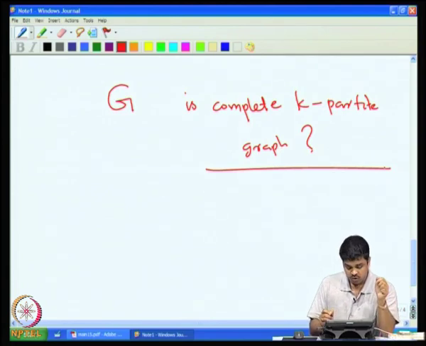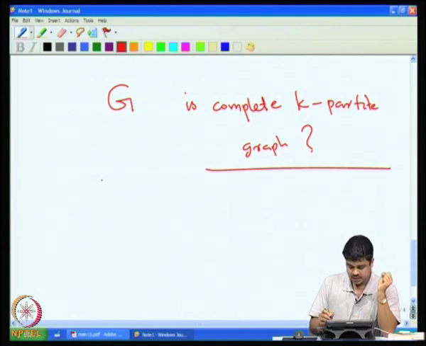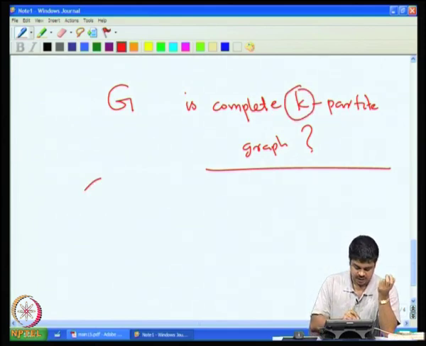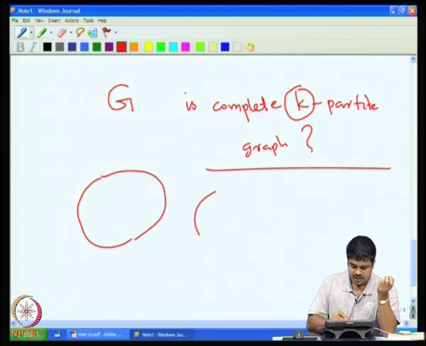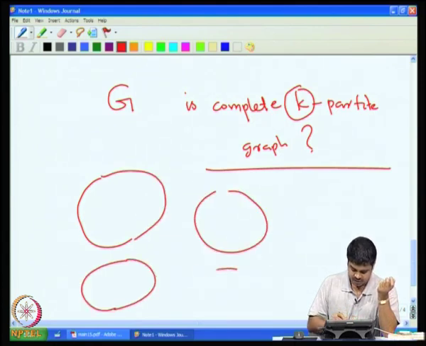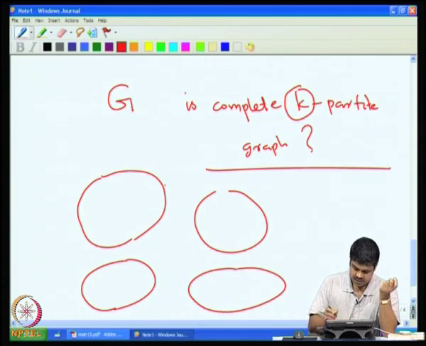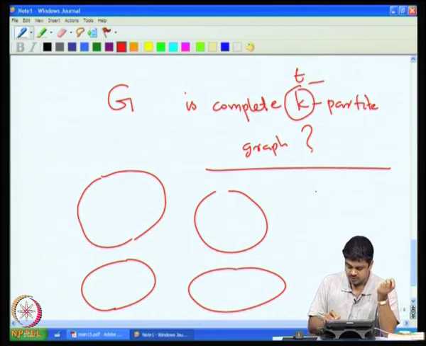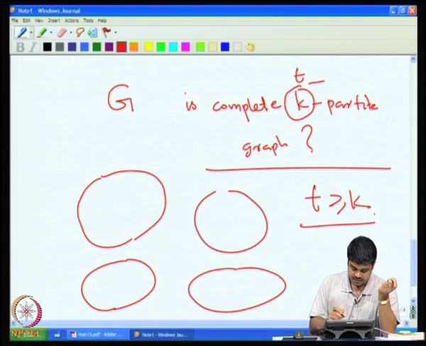So, we claim that it is not a complete k-partite graph, because if it is a complete k-partite graph, then, for some number, a complete t-partite graph means that t has to be at least the chromatic number. So, it should be at least k, right. So, you should say complete t-partite graph, and definitely t is greater than or equal to k, because otherwise you can color it with t colors if t is less than k. So, the assumption that the chromatic number of G is k will be violated, right.